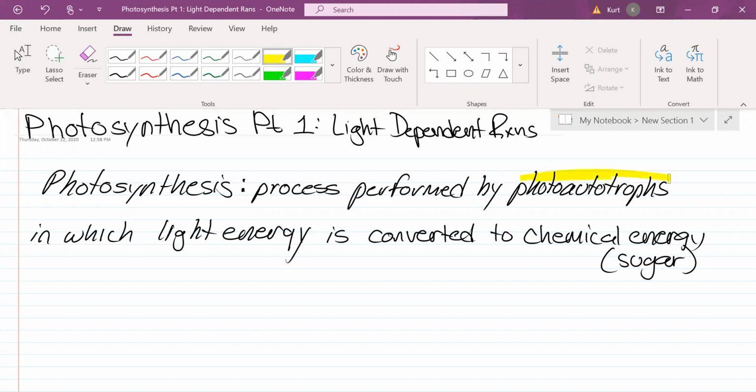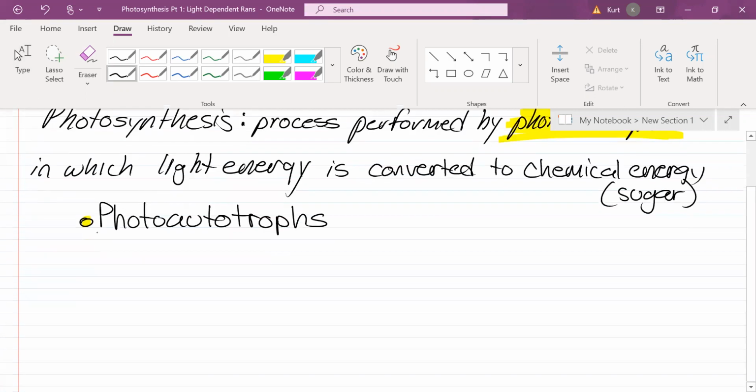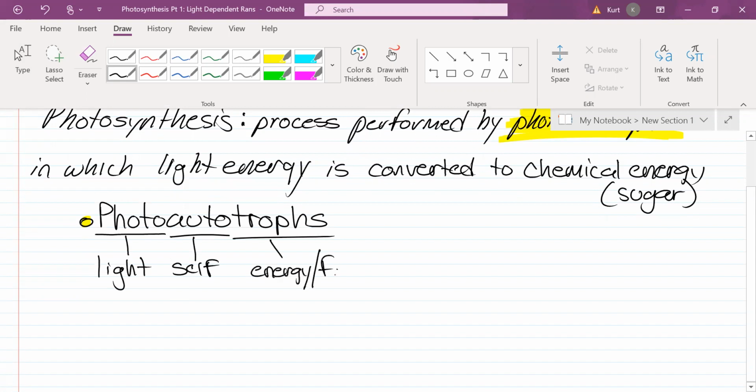I want to talk about these photoautotrophs. What the heck those are. What does photo stand for? Light. How about auto? You remember what troph means? You can either say energy or you can say food. So an organism that is a photoautotroph is an organism that typically performs photosynthesis to generate food for itself.